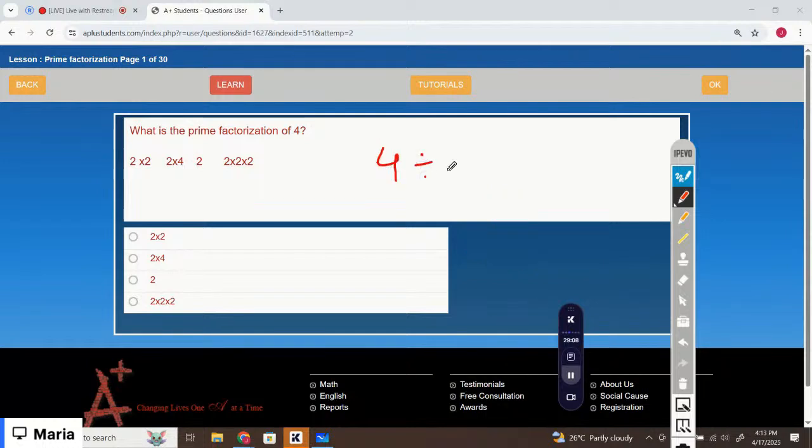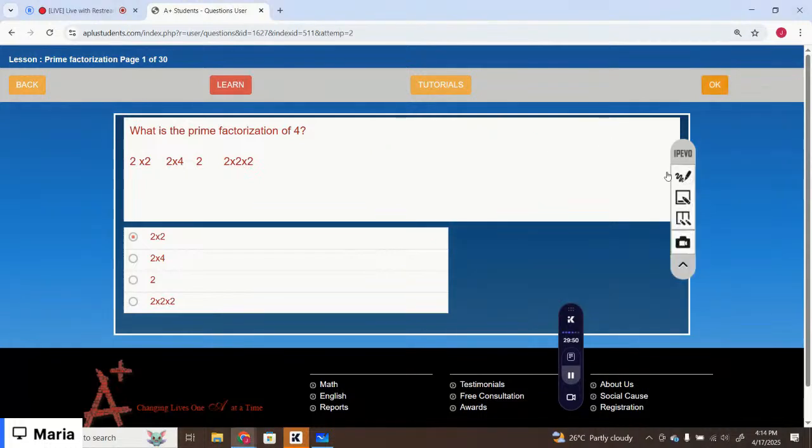So, you have to divide 4 by the smallest prime number. The smallest prime number that can divide 4 is 2. So, 4 divided by 2 is 2. Now, you have to divide this number by the smallest prime number, that is 2. 2 divided by 2 is 1. Keep dividing by the smallest prime numbers until you have the answer 1. So these are the two prime numbers, 2 times 2. Option number one is the correct option. 2 times 2 is the correct option.